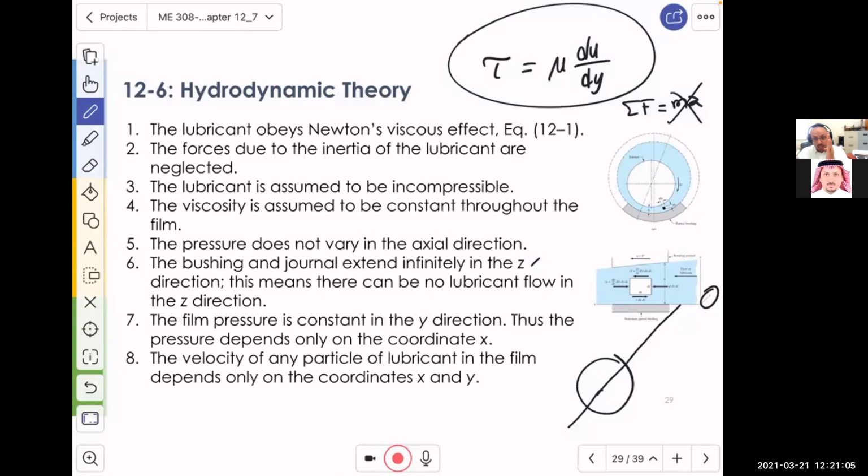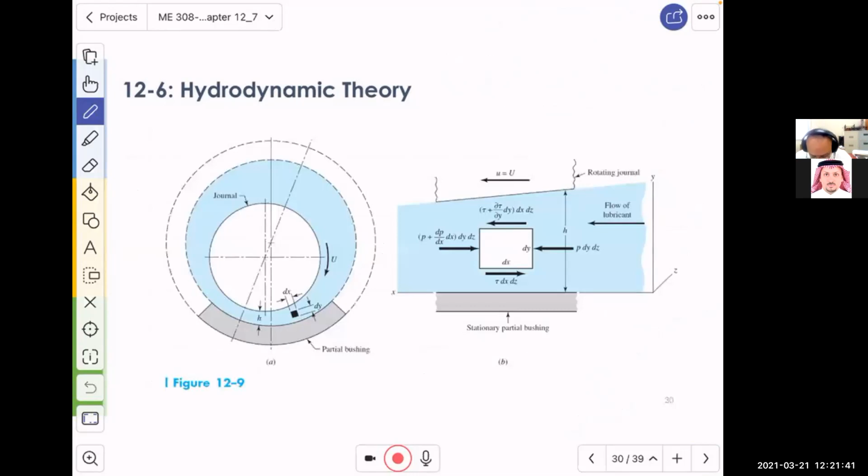But if you go in the x direction, as we're going to see, the pressure will change. Why? It makes a lot of sense. If you have it wedged like this and straight down there, you can imagine that the pressure here is going to be different than there. But if you look along one line in the vertical y direction, the pressure is the same. Now, the velocity of any particle of lubricant in the film depends only on the XY coordinates. So Z has nothing to do with it.